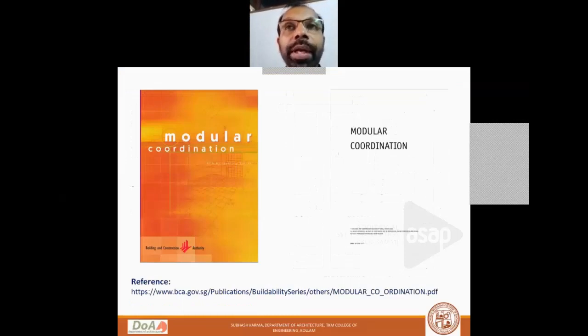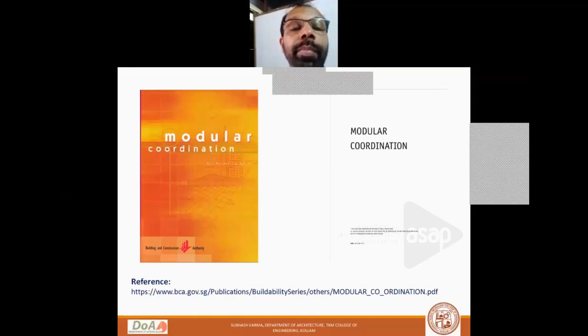So in the beginning, I said that the research and development of modular coordination was developed in Singapore. So this is a literature published by the Building Construction Authority of Singapore. So for further reference, you can refer to this. This is available online. So I have completed my discussion. Now it's open for question and answer session.